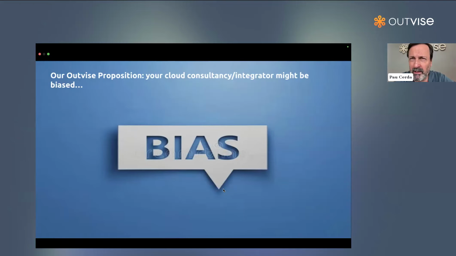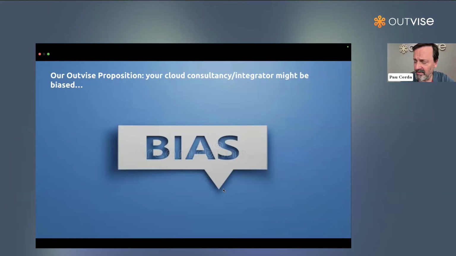First, when we talk to clients, we find several times that there is a consultancy or an integrator which has been involved in the whole cloud architecture, and one of the problems that companies have is that these companies might be biased somehow, right? Because they have a kind of conflict of interest. Sometimes their bill depends on that.